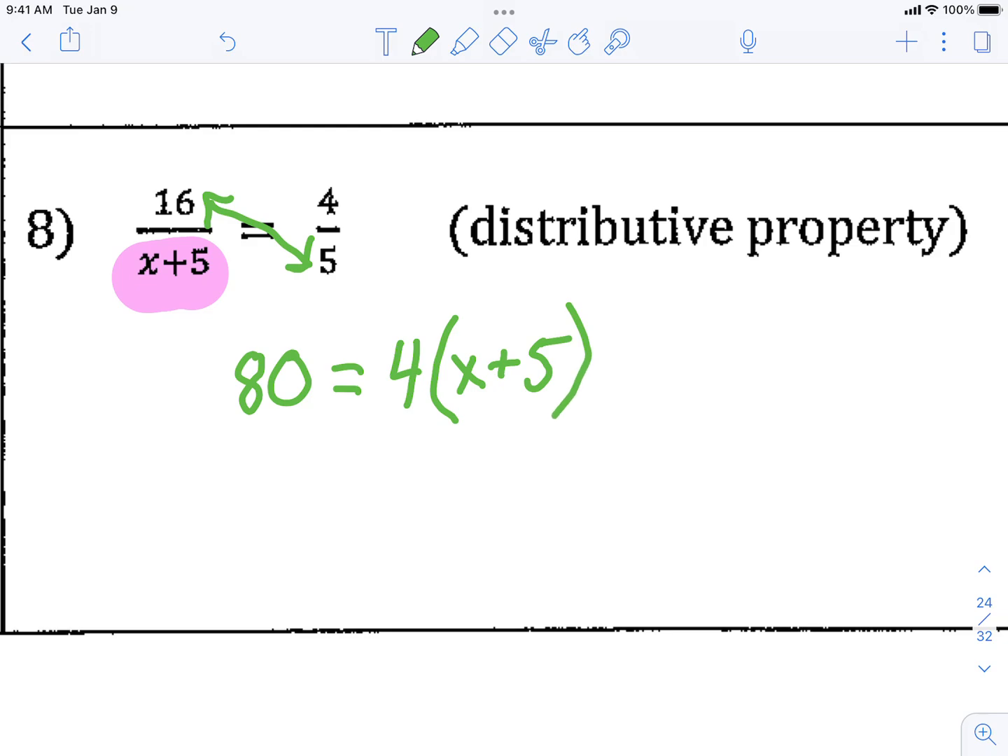You want to show this step. You do not just want to do it in your head and write down the answer. Show that step. So now we have a little bit more work. We have to distribute first.